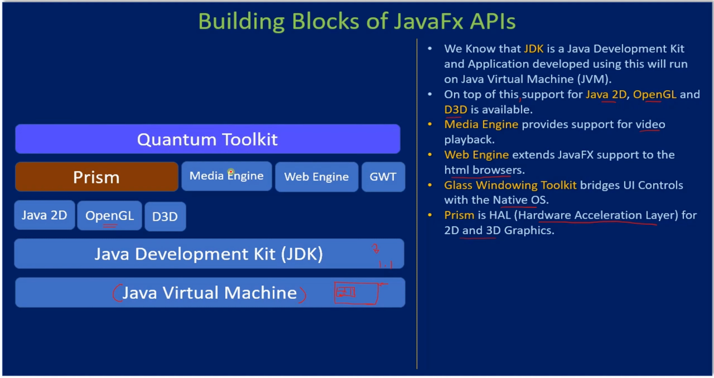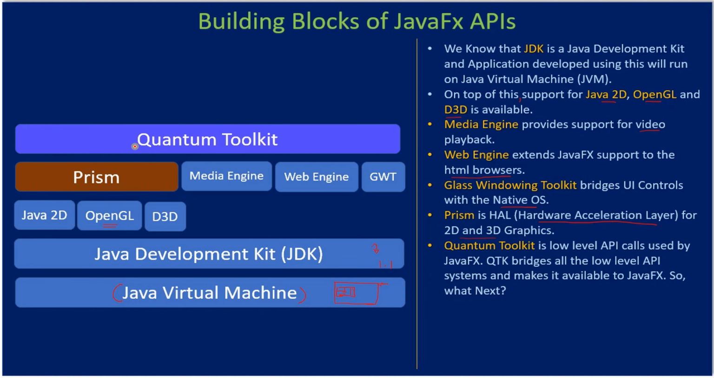So Prism gives you the graphics capability, along with the media engine, web engine, and UI. Everything is grouped under a unit called Quantum Toolkit. So Quantum Toolkit is a low-level API used by JavaFX. QTK bridges all the low-level API systems and makes them available to JavaFX.